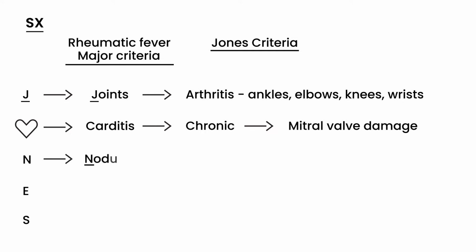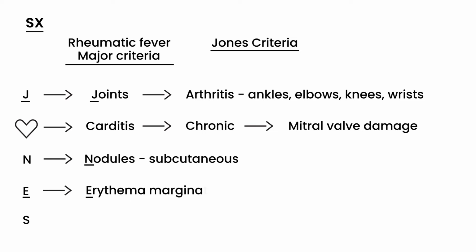and in particular what we're referring to is these cutaneous and subcutaneous nodules, subcutaneous nodules that can appear on the body. The E is referring to a specific rash known as erythema marginatum, and this is a slightly raised red painless rash that can occur. And the final major criteria is S for Sydenham's chorea.